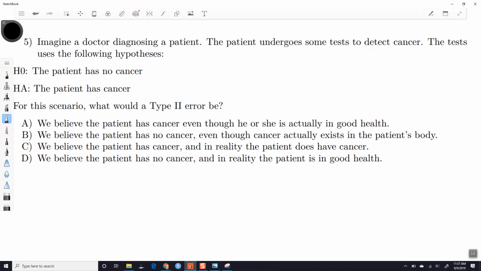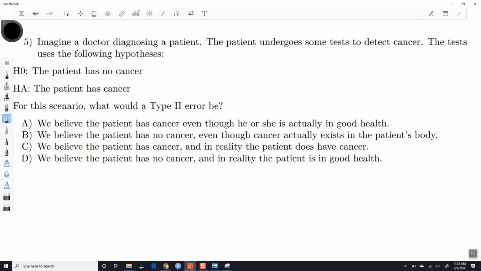All right, here we go. Imagine a doctor diagnosing a patient. The patient undergoes some tests to detect cancer, and the test uses the following hypotheses, right? In general, when you walk into the doctor's office, the doctor assumes you are healthy unless you show symptoms otherwise, okay? And so the null hypothesis is that the patient has no cancer. The patient is healthy, and if symptoms or tests come back, maybe the conclusion is that the patient has cancer, okay? So these are your null and alternative hypotheses.